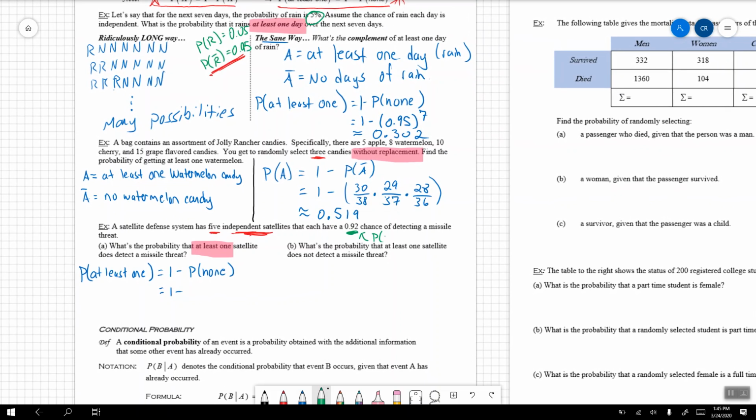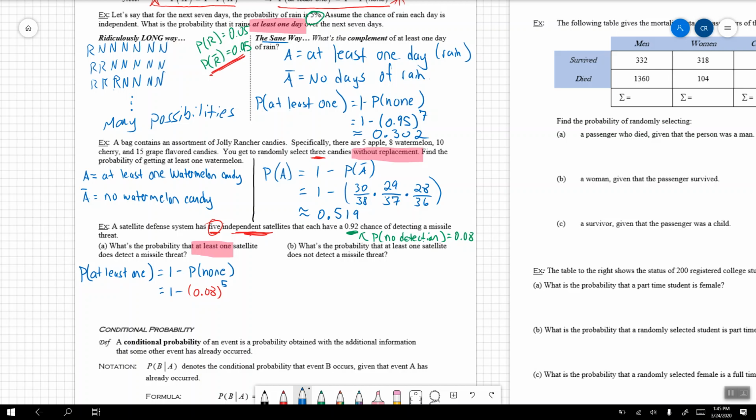The probability of no detection. So the probability of no detection is 0.08. Now we're going to use this probability. How many times are we going to use it? We're going to use this probability 5 times, because we're using it for those 5 satellites. So 1 minus 0.08 to the power of 5.